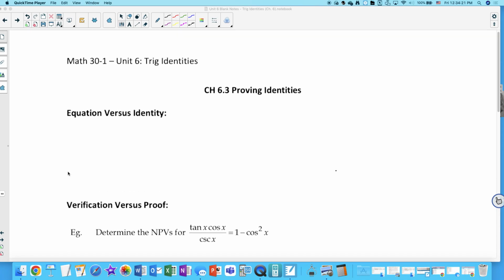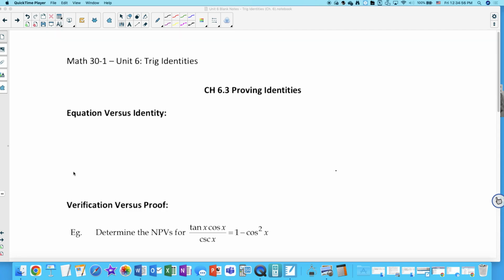To talk about proving identities today. So essentially, what we need to do is work with the trig identities that are given to us, which are the Pythagorean ones, the reciprocal ones, the sum and difference identities, and the double angle identities, to prove that other identities are true. Typically, this involves using the identities that we know to do substitutions and hope that at the end of the day, one side will simplify to the other side.